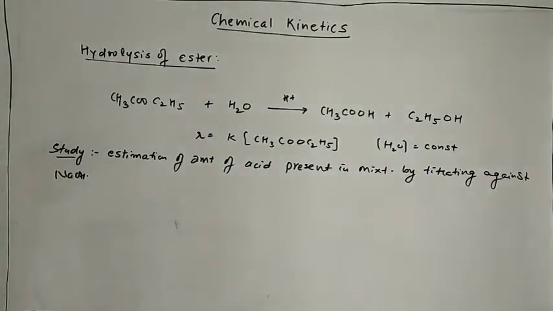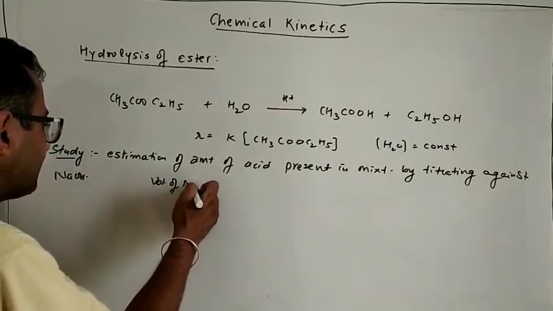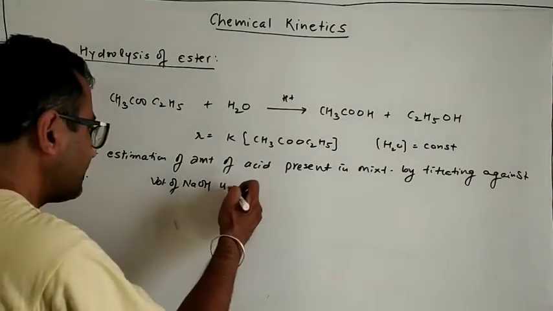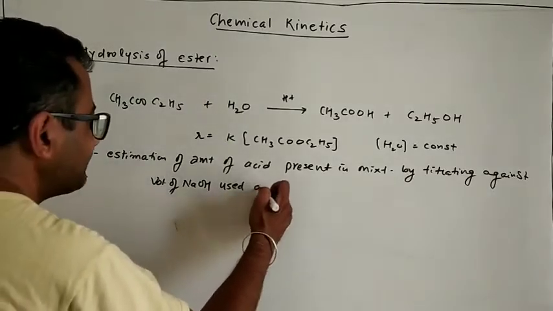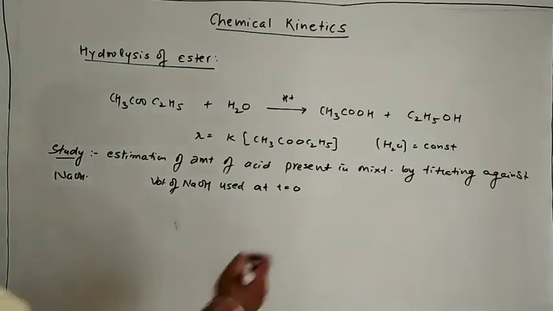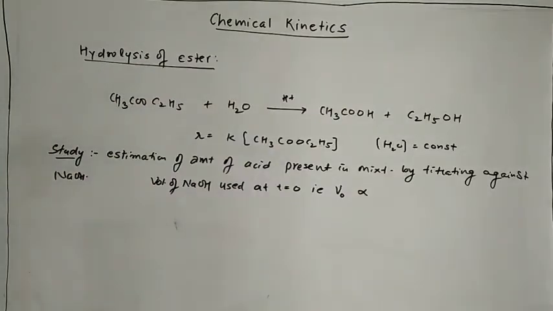वो टाइट्रेट करके पता चल जाएगा. तो वॉल्यूम ऑफ बेस इनिशियली यूज्ड by titrating the portion of reaction mixture in the presence of suitable indicator that will correspond to the acid acting as catalyst. तो जितनी अमाउंट हम इनिशियली लेंगे, ओके, तो कितनी यूज होगी वॉल्यूम ऑफ NaOH used in the beginning, or you can say when the time is 0, that is written as V0, that will be directly proportional to amount of acid present as catalyst.